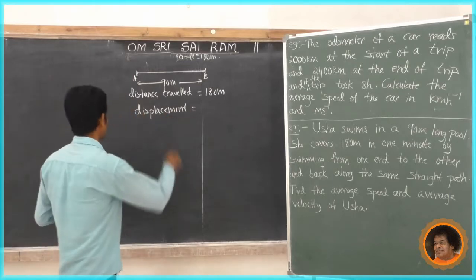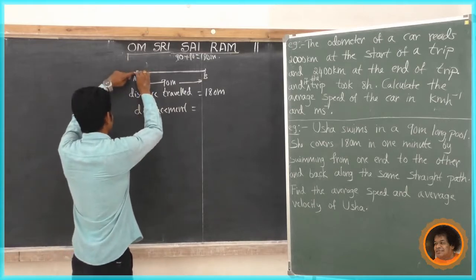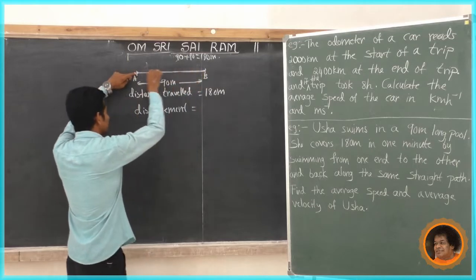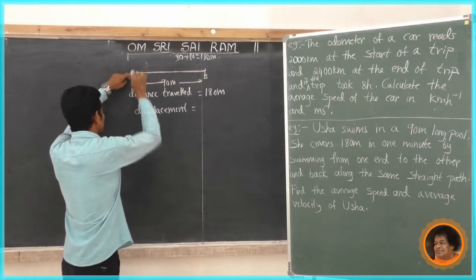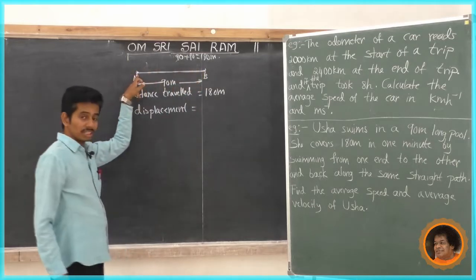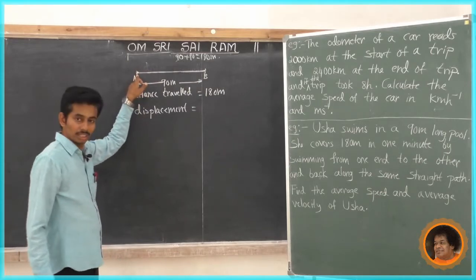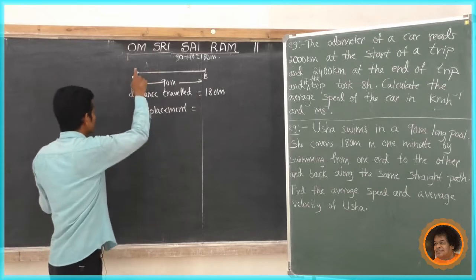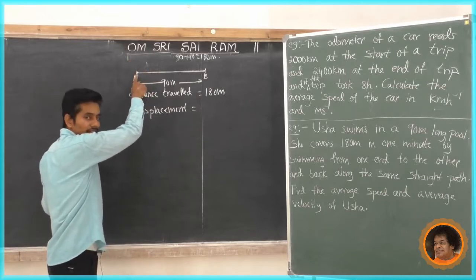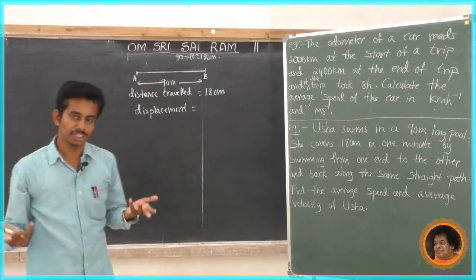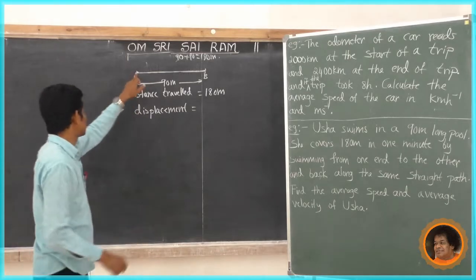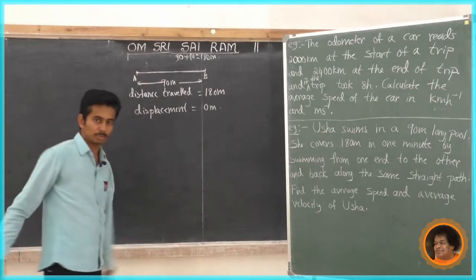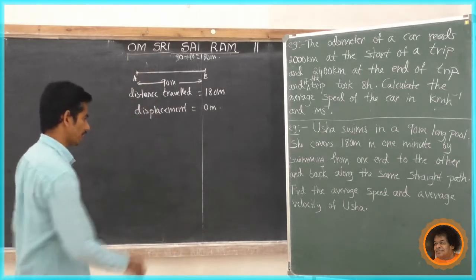No, because she starts the swimming from A, then reaches B, comes back in the same path and reaches A. Now she starts the swimming from A and ends the swimming in A. What is the shortest distance? That is 0. So displacement is 0 meter. What is the displacement? 0 meter. Now find the average speed.